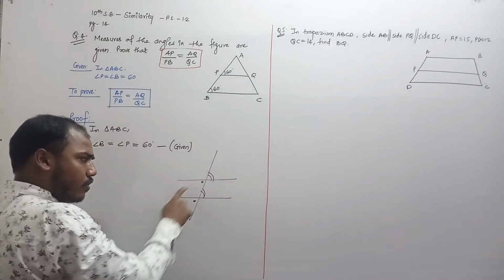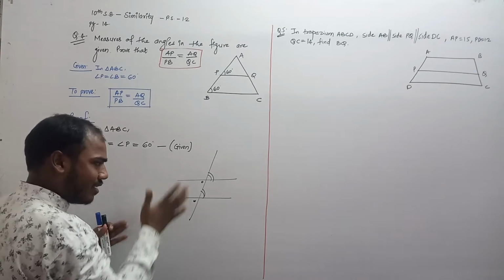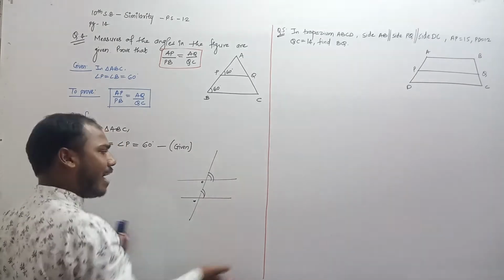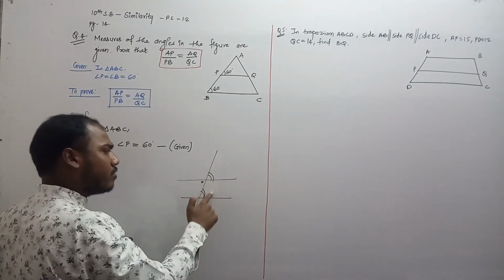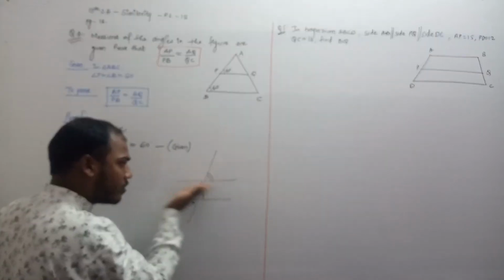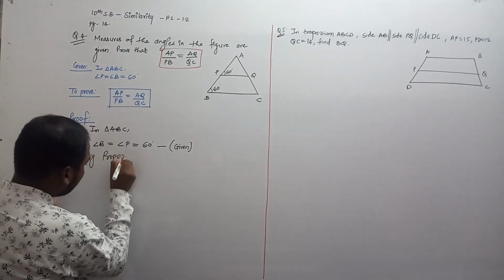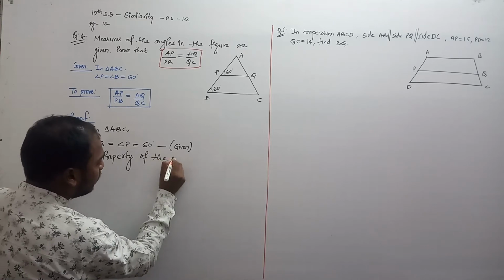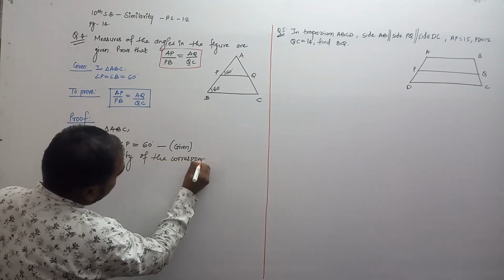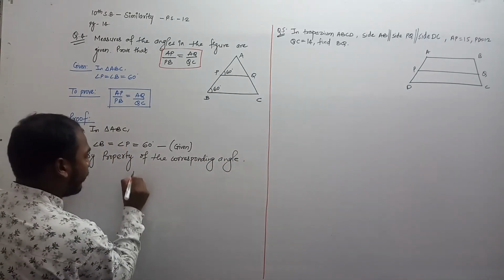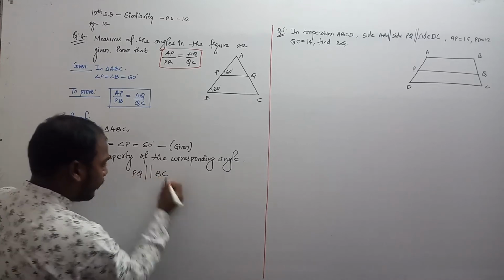For using corresponding angles, it is necessary that these two lines should be parallel and one is a transversal. If these two angles are equal, that is only possible when these two lines are parallel. So we will use the property of the corresponding angle. We will write: by the property of the corresponding angle, we can say that PQ is parallel to BC.